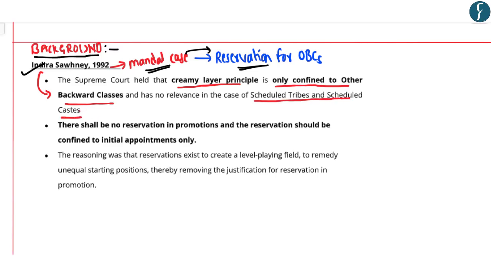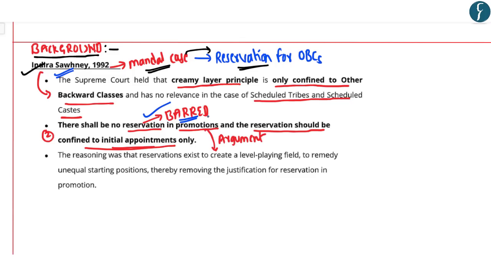and scheduled tribes. Further, it stated that there should be no reservation in promotion, and the reservation should be confined only to the initial appointments. So as you can see here, the Supreme Court clearly barred any form of reservation with respect to promotion for the scheduled caste and scheduled tribes in this very famous case. Now, in order to bar the reservation in promotion, the Supreme Court had come up with the argument that the reservation exists only to create a level playing field, that is to remedy the unequal starting position, and hence there is no need for reservation with respect to promotion.